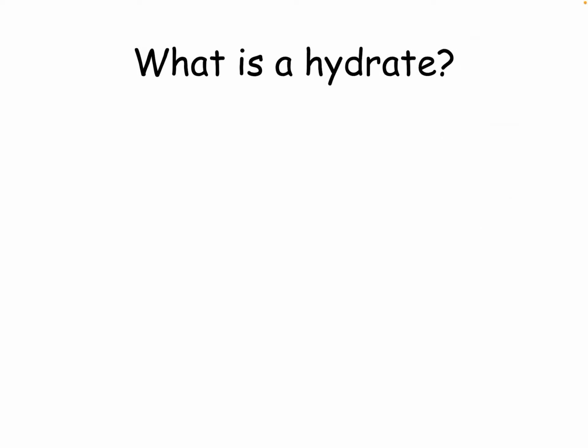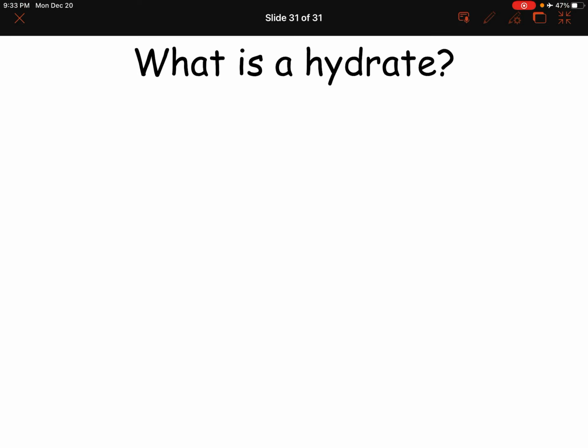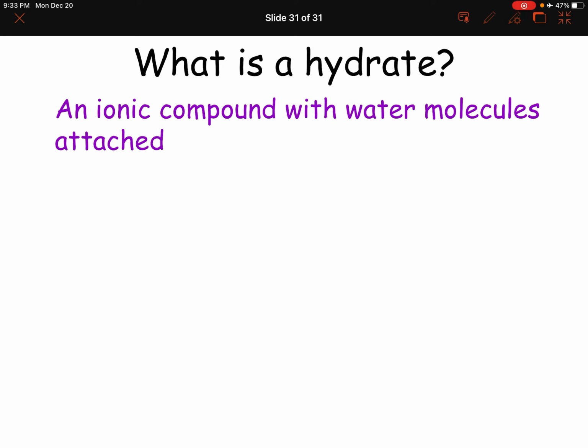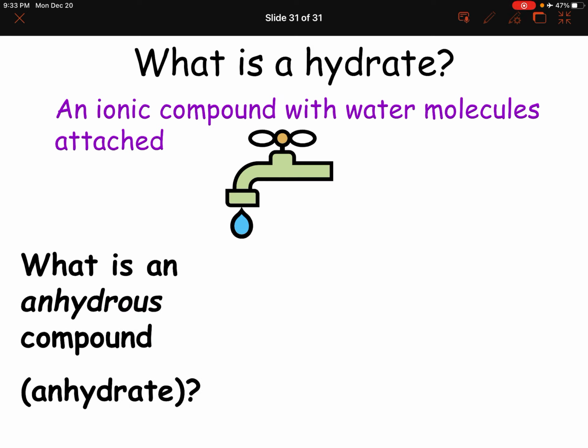Okay, so this is going to be extremely short. What is a hydrate? We've already talked about this. A hydrate is some ionic compound with water molecules attached. And so that would be something like CuSO4·5H2O. That's a hydrate. This would be copper(II) sulfate pentahydrate.